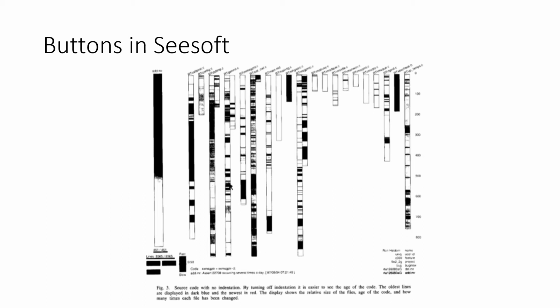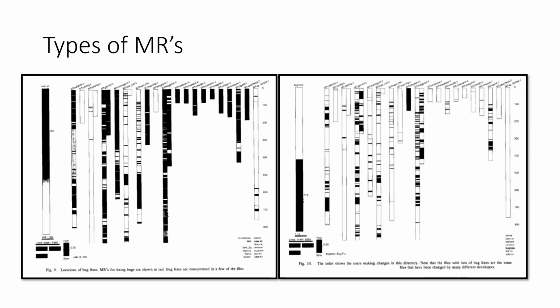Figure 3 shows the code with indentation turned off and the color of each line tied to MR, which makes it easier to see the age of the lines. There are two types of MRs, which are new feature MRs and bug fixing MRs. Figure 9 on the left shows bug MRs in red, or black in this case.